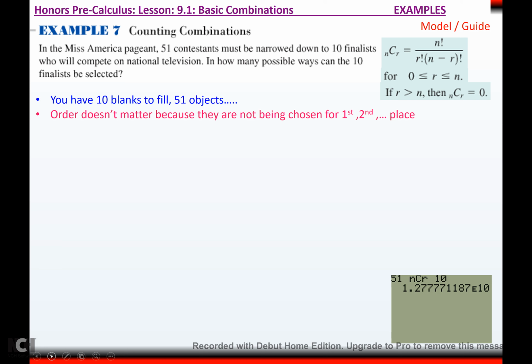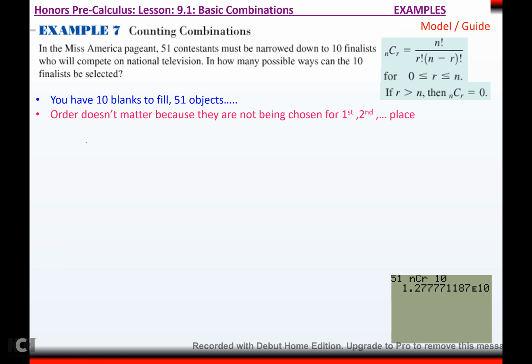Right now, I don't care about the order. I'm not picking first place, second place, third place. So I'm just picking the 10 that the order doesn't matter in. Because if the order mattered and I was picking first through 10th place, then I would have to do a permutation. But right now, I don't care who's number 1, number 2 to 10. I just need the 10.